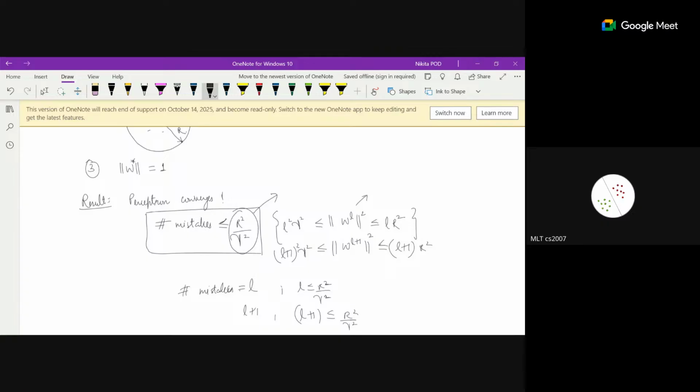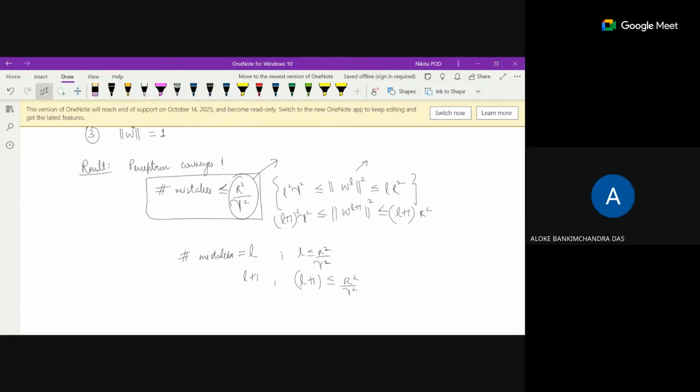For a question, should we consider L plus 1 or L? That's the question. In the exams, if the number of mistakes is asked, all you need is R square by gamma square. No, ma'am, the number of mistakes is L. Okay. If R square by gamma square is 5, then will the value of L be 4 or will it be 5? That's the question.